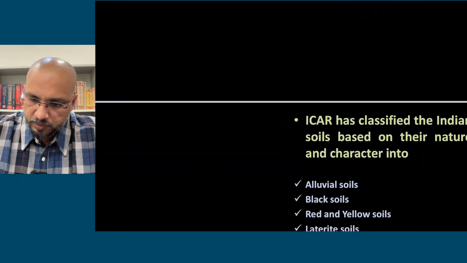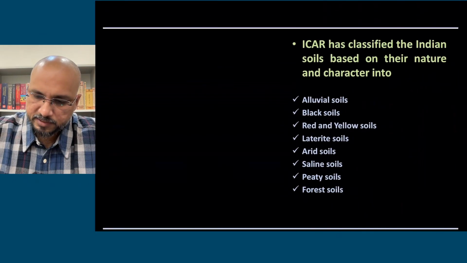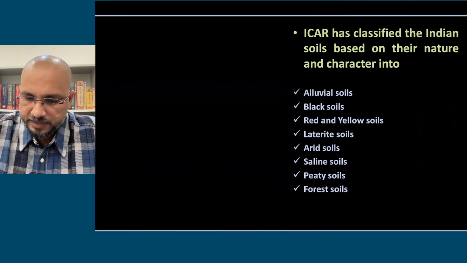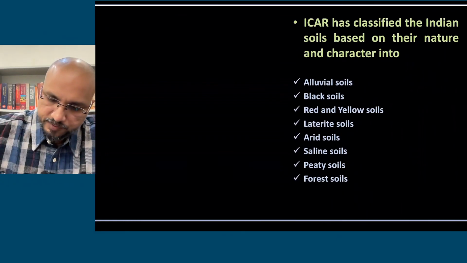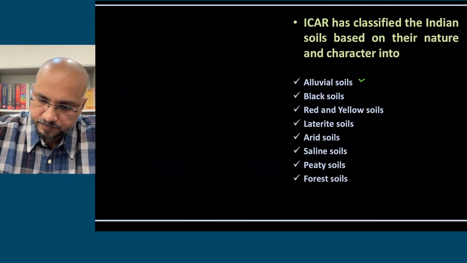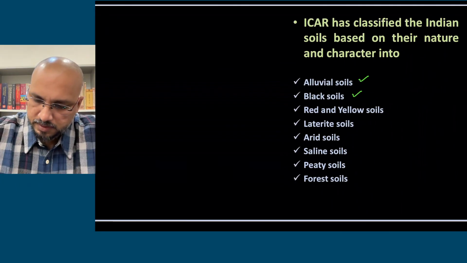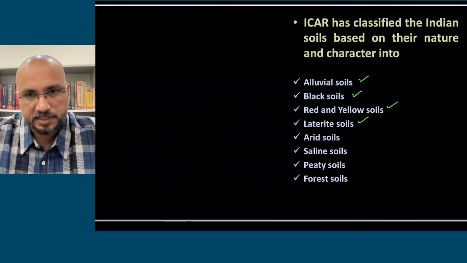All right. So, soils of India. We are going to look at the classification given by the Indian Council of Agricultural Research. ICAR has classified Indian soils, based on their nature and character, into the following types. The first type is alluvial soil, then black soils, red and yellow soils, laterite soils, arid soils. Now, this particular group, saline soils, we are not going to discuss in this video.